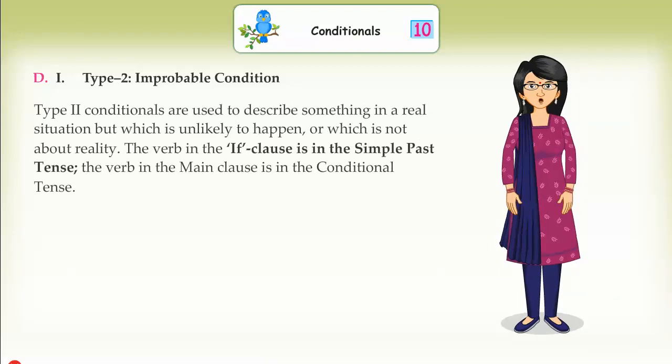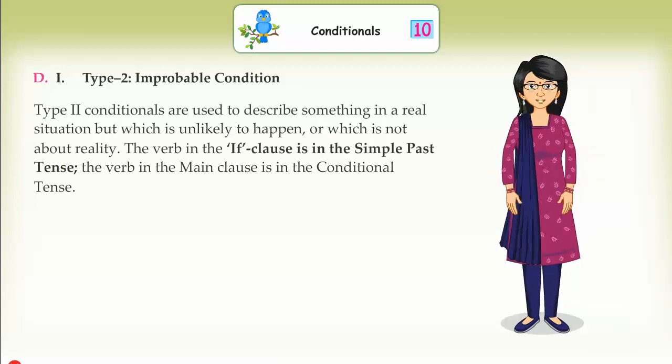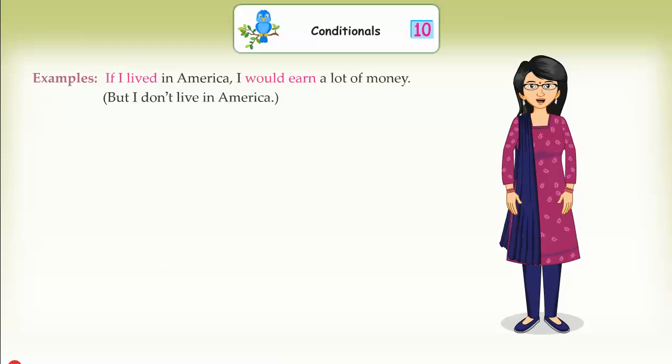Type 2 conditionals are used to describe something in a real situation but which is unlikely to happen or which is not about reality. The verb in the if clause is in the simple past tense. The verb in the main clause is in the conditional tense.